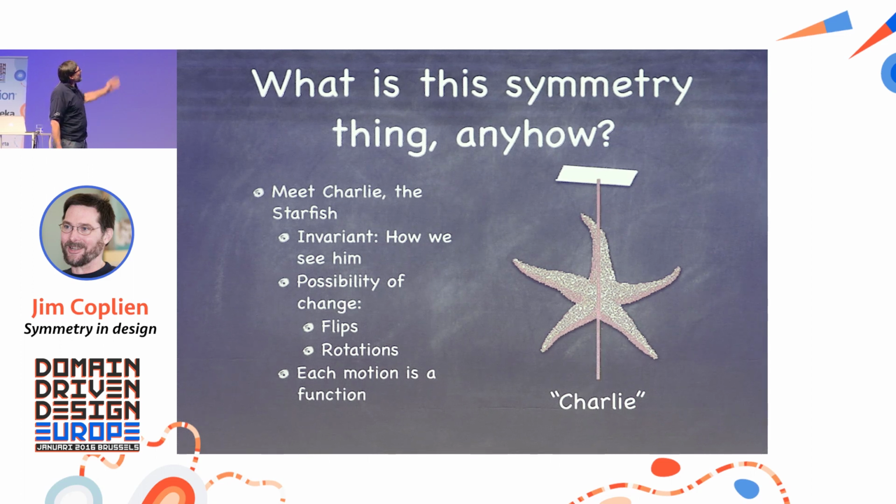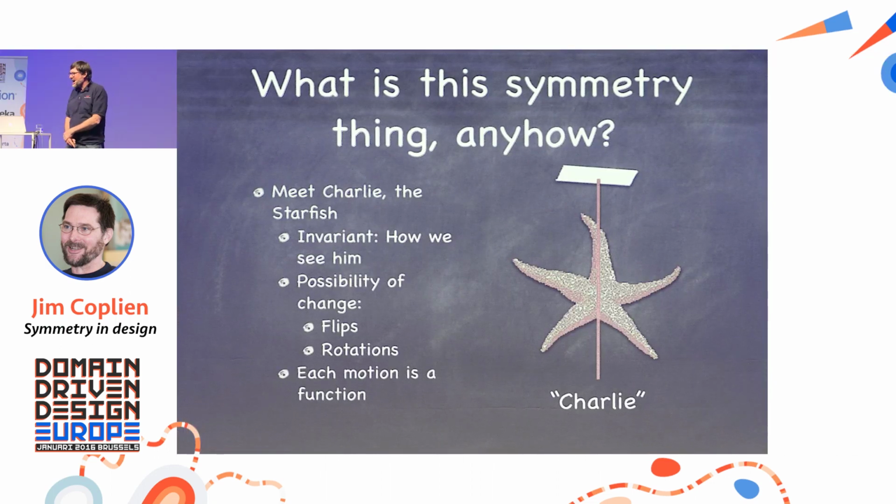So we can draw a line through Charlie, and we can rotate him, and he still looks the same. So there's a vertical axis of symmetry. That rotation that we just did is a function. You can write it as a mathematical function that transforms Charlie 360 degrees around that axis, or any number of degrees around that axis. And that's a function. So we have that function. We're going to put it in a set.